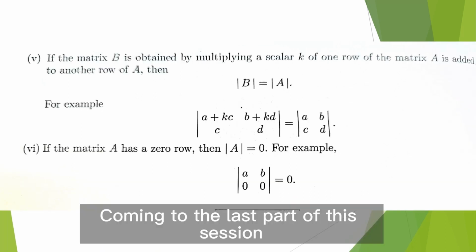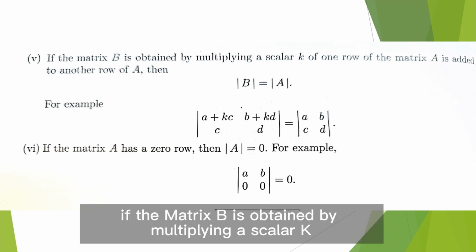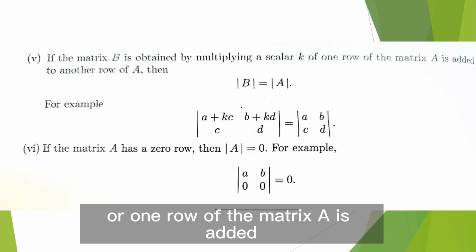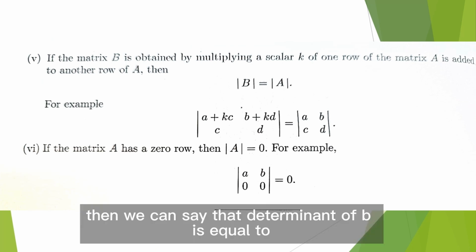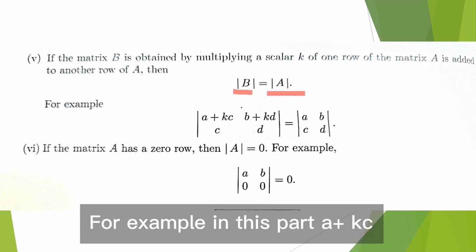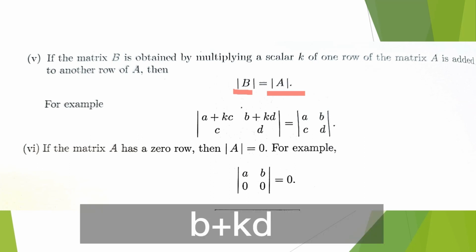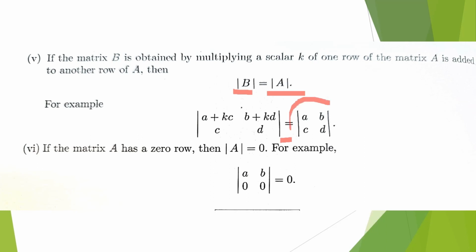Coming to the last part of this session, if the matrix B is obtained by multiplying a row of the matrix A by a scalar k and adding it to another row of A, then the determinant of B is equal to the determinant of A. For example, in this part, the determinant of A plus kC, B plus kD, and CD is equal to the determinant of AB and CD.